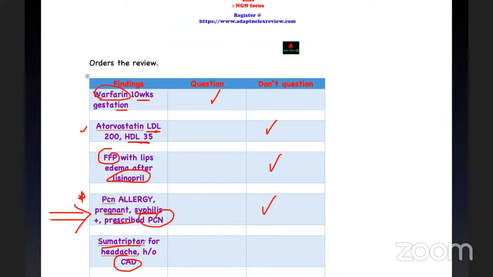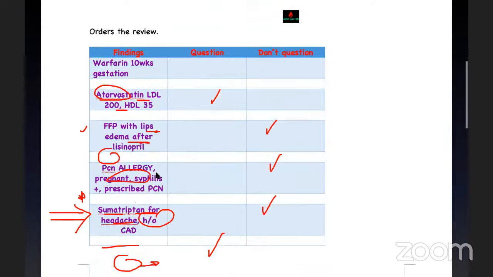Sumatriptan and coronary disease. Sumatriptan causes vasoconstriction. It can worsen your coronary disease, and therefore we should question it. Sumatriptan is contraindicated in a patient with coronary disease. So these are some of the things I know you know. But if they give it to you in a question, it can be very confusing to figure out. It's a concept.